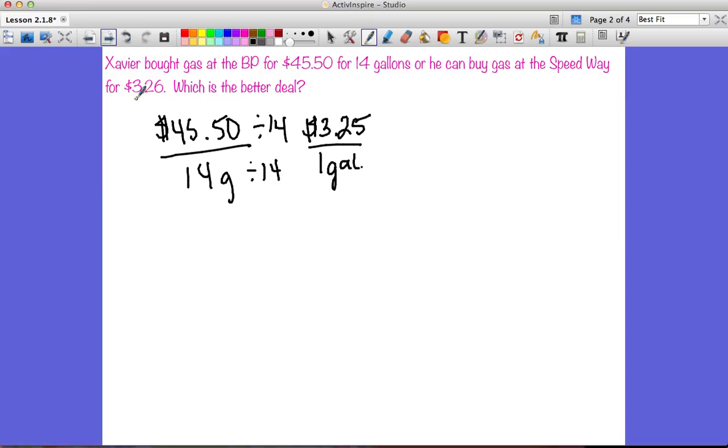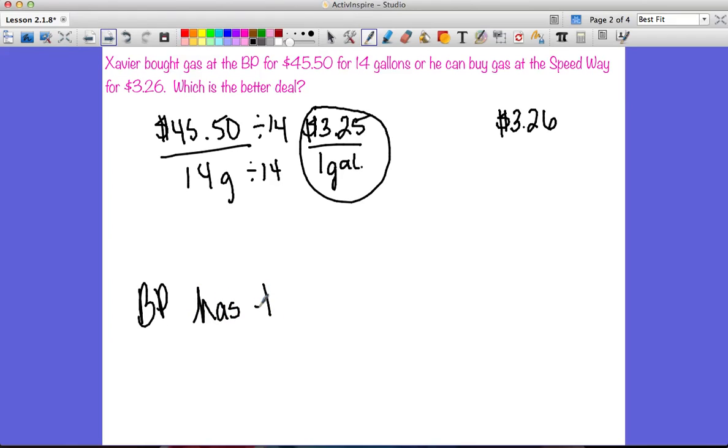Right? And when you go to a store or go to a gas station, it'll just tell you that it's $3.26, and they are just telling you that that means per gallon. So in this case, which one is the better deal? Did he get the better deal by going to the BP, or did he get the better deal by going to Speedway? Because this is less expensive, even though it's only by 1 cent, he got the better deal by going to BP. So BP has the better deal.